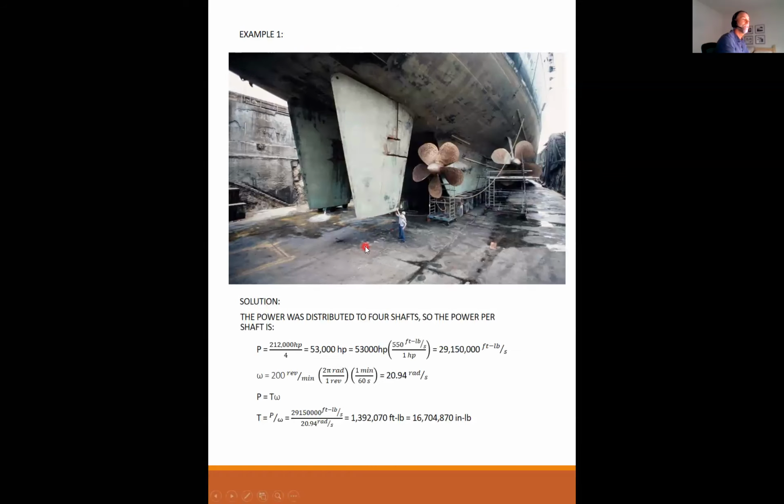Any questions? Professor, wasn't our T a different value? So T, I converted it. T was 1,392,000 foot-pounds, and I converted it to 16,705,000 inch-pounds. Oh, okay. I missed that. Thank you. Yep, no problem. 16,705,000 inch-pounds. Yep.